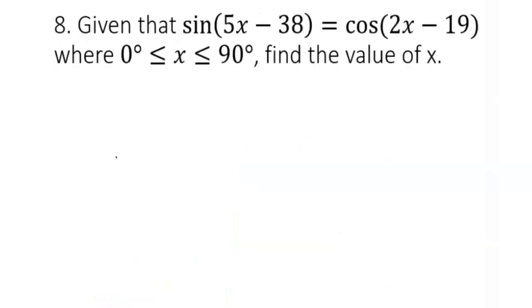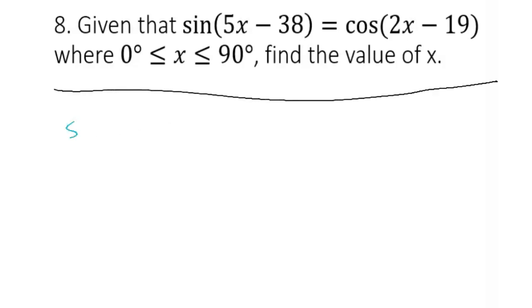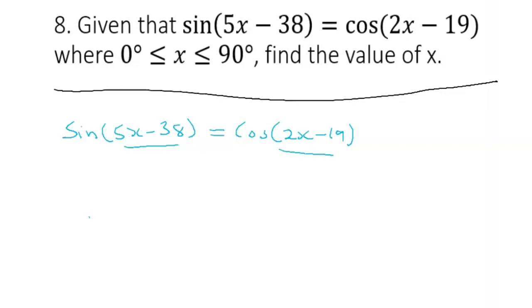So let's look at the last type of question for the day. We are given that sine of 5x minus 38 is equal to cos of 2x minus 19. So let's see how we do this. Sine of 5x minus 38 equal to cos of 2x minus 19. Then we have solved a similar one. With this type of question, I've told you, you use complementary angles, and what we want to do is add the angles and then equate them to 90.